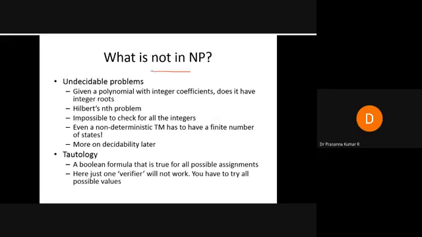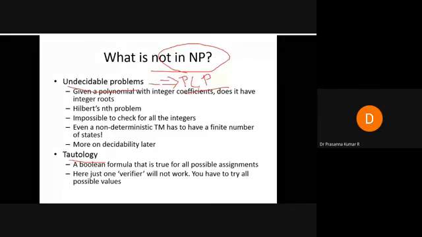What are the things that are not in NP? Two examples are there. One is undecidable problems and another one is tautology. Coming to undecidable problems, we discussed the membership problem and another one is PCP, that is the Post Correspondence Problem. We had two lists and the two lists will not match each other. We discussed one example with that also. So undecidable problems and tautology are not in NP. Why? Because we cannot say whether we can get the answer in polynomial time or NP time.